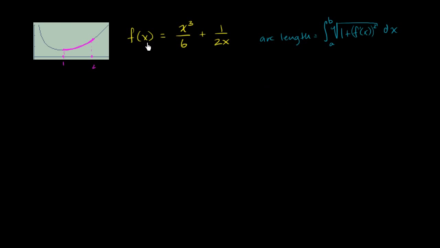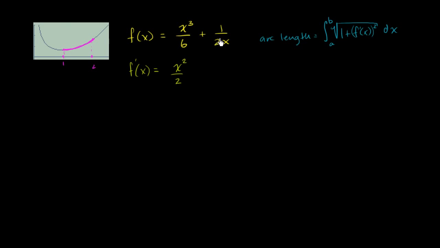So for this particular f of x, we just need to figure out what f prime of x is. We need to square it. We need to add 1 to it. And then we have to take the square root of that. So let's do all of that step by step. So what is f prime of x going to be? Let's see. X to the third, the derivative of that is 3x squared. So 3x squared, 3 over 6, so it's going to be x squared over 2.